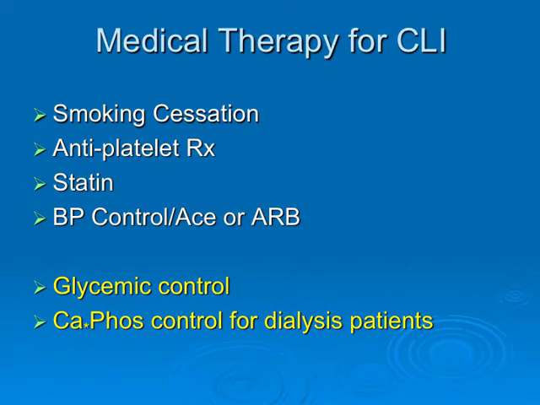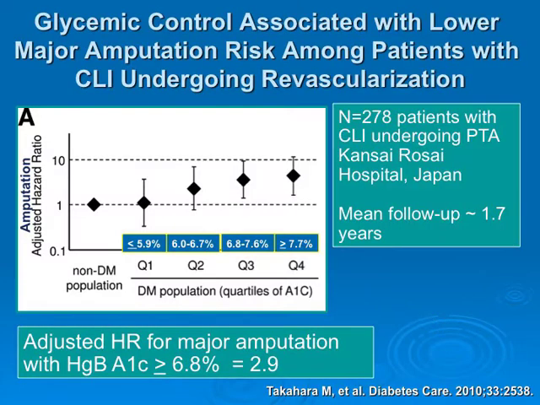I want to conclude with just mentioning two novel areas for CLI. One not so novel, but some novel data on glycemic control, and then a last word about adequacy of hemodialysis. There have been a few small case studies, these are data from Japan, that showed that patients with CLI who have lower hemoglobin A1C levels actually have better limb outcomes over time and lower amputation rates.